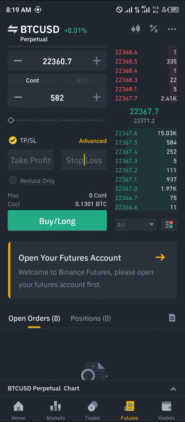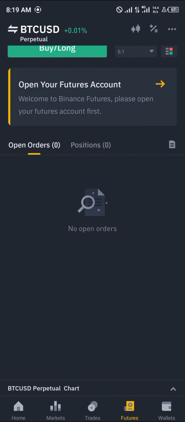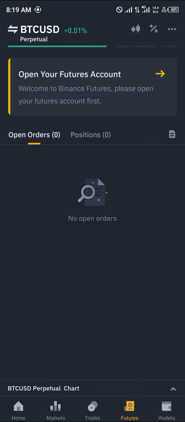All right, guys, that is how you simply trade futures on the Binance application.